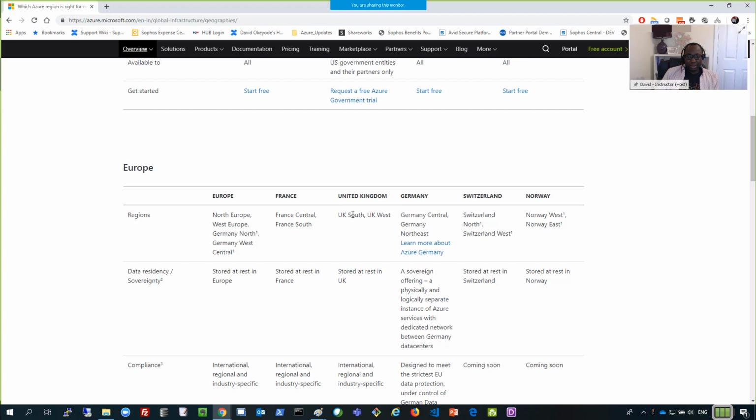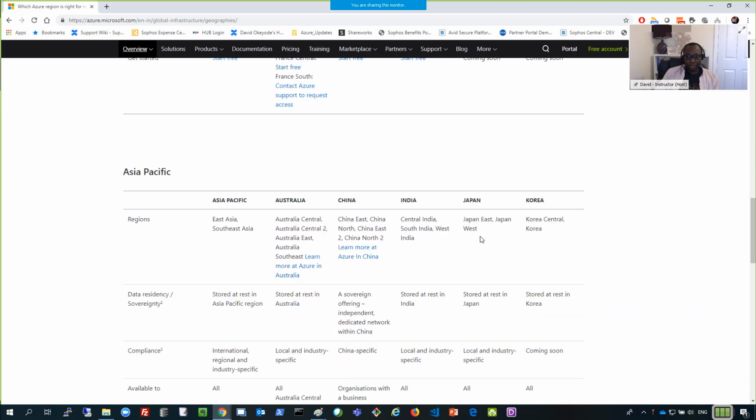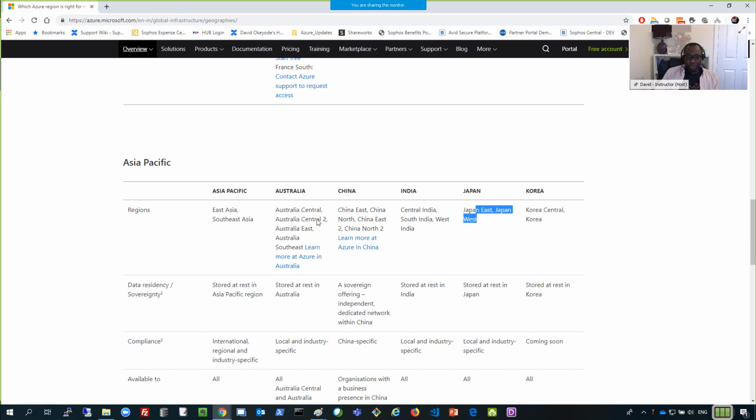But you look at the others, it's a minimum of two regions in every geography that they've got. So minimum of two regions. And the whole idea is you can design for disaster recovery without breaking your data residency and compliance requirements.